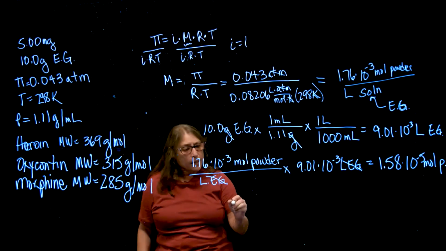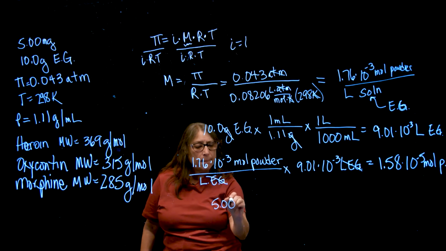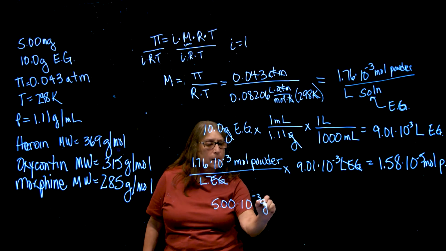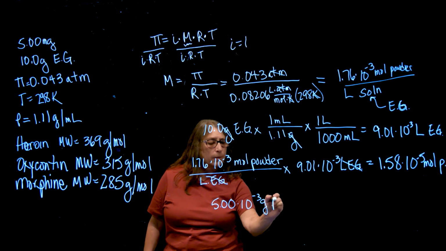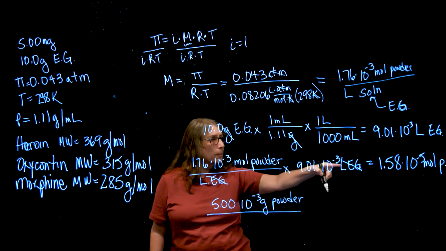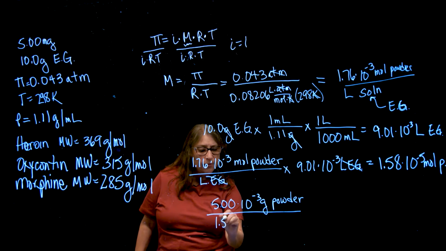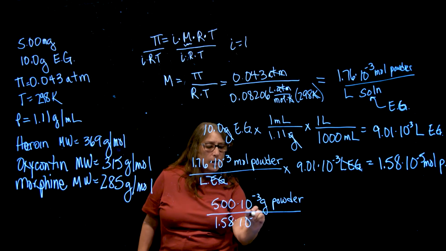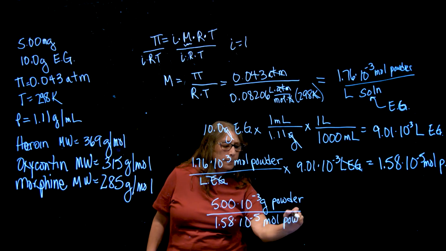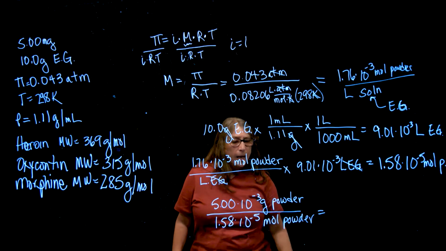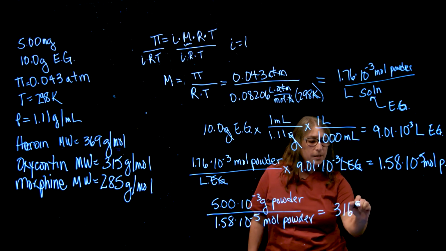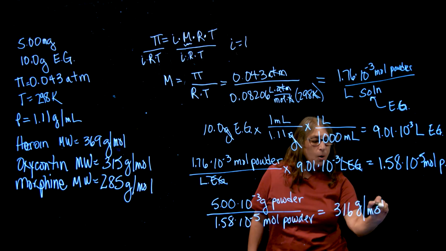And I have my mass, and I have to remember that milli means times 10 raised to the power negative 3 grams of the powder. I'm going to divide by the total number of moles of the powder, 1.58 times 10 raised to the power negative 5. And so I find out that the molar mass of my powder is 316 grams per mole.